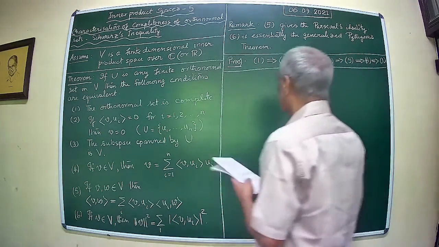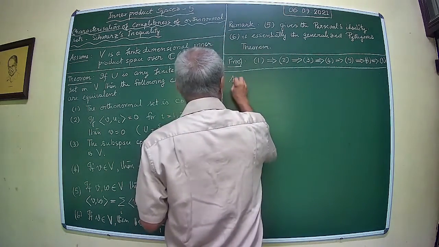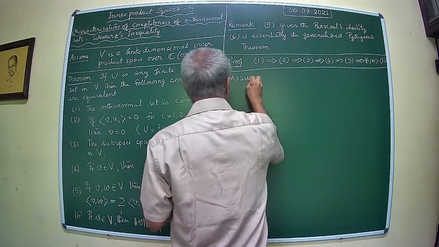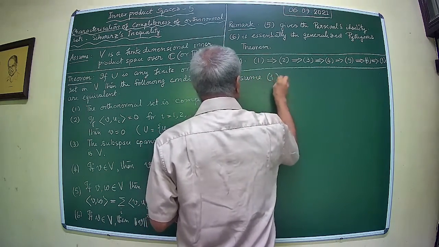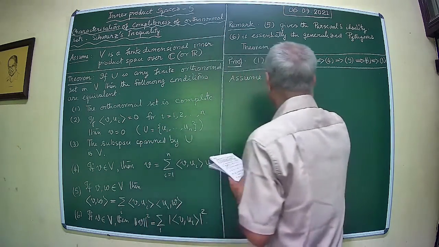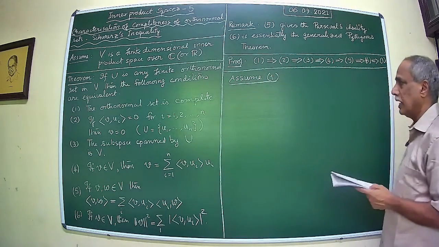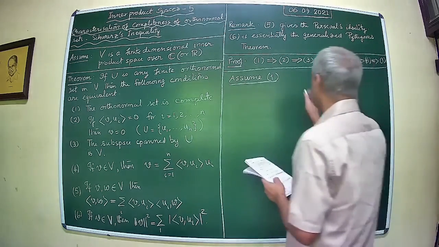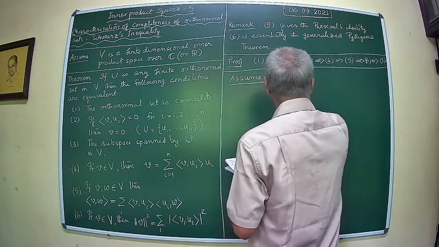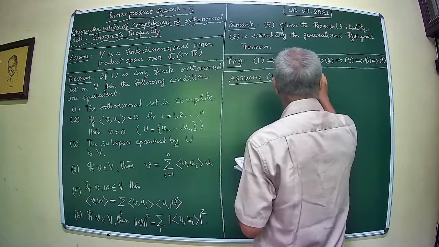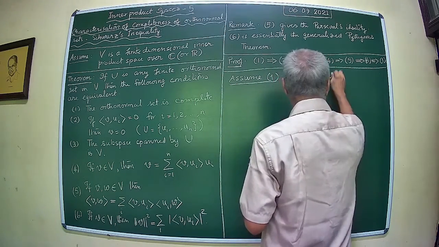So first we assume 1. Assume 1. What is the assumption? The assumption is that U is an orthonormal set.